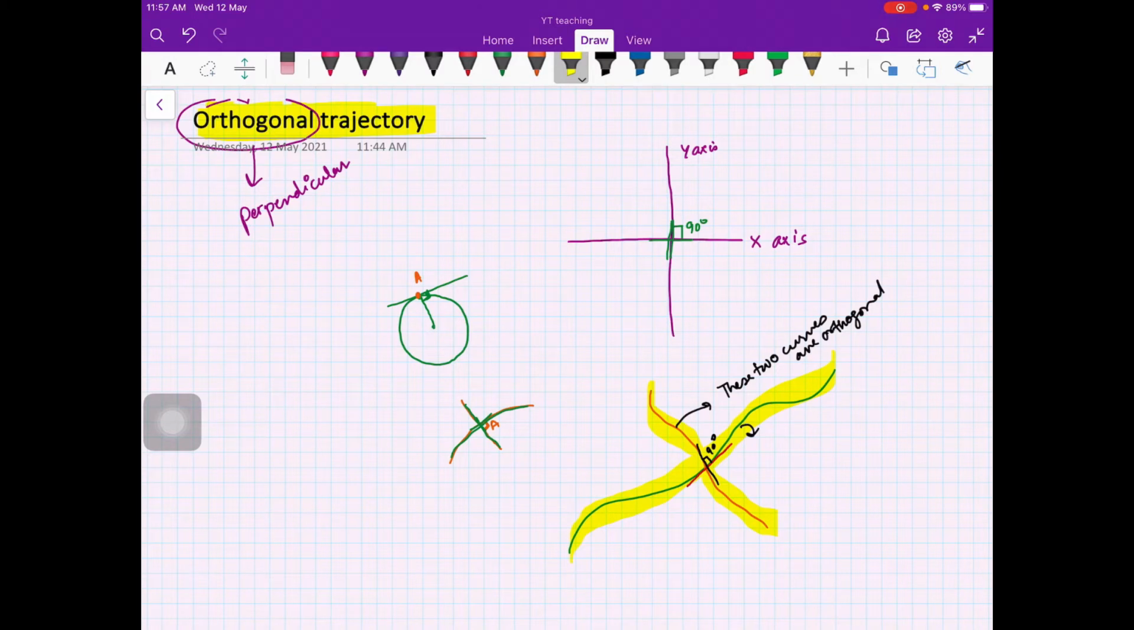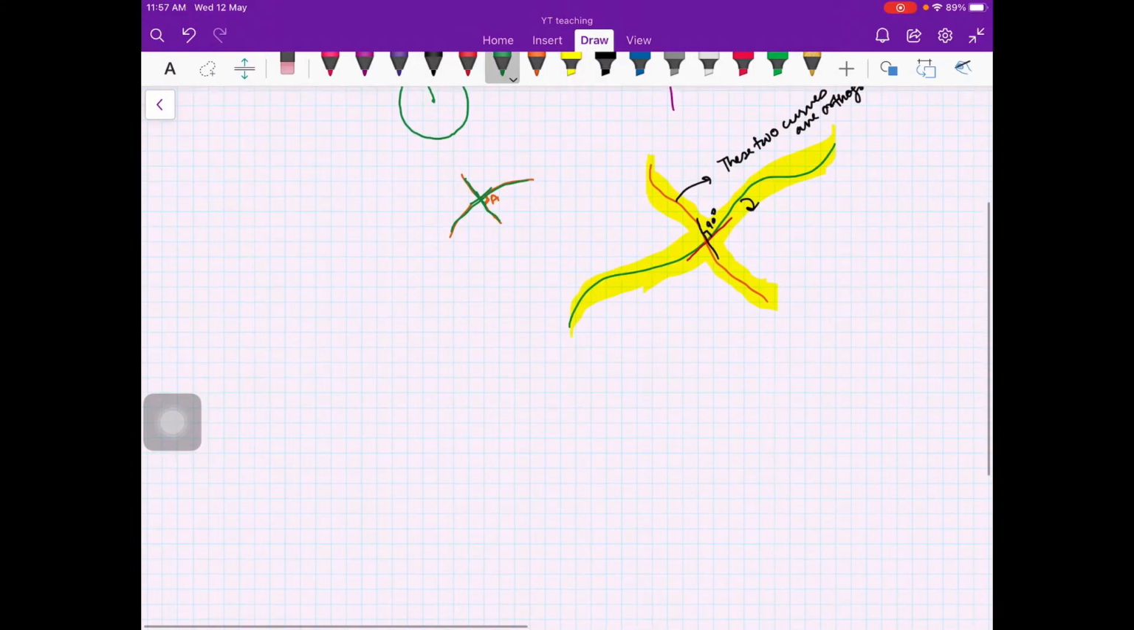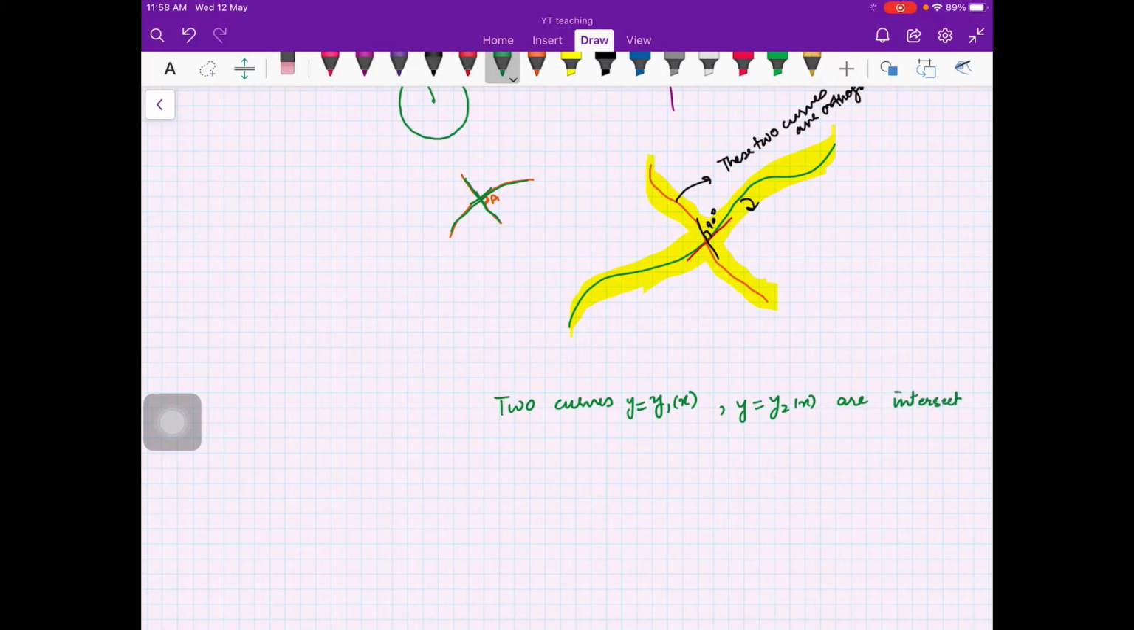Now you must be wondering why we are studying this in differential equations, because this is a part of differential equations. That is very simple, because if you are talking about orthogonal trajectories, you are saying that they are intersecting at an angle of 90 degrees. So saying that two curves, y is equal to y1(x) and y is equal to y2(x), are intersecting each other at a 90 degree angle at a point, say x1.